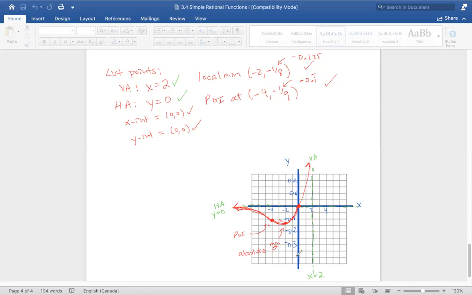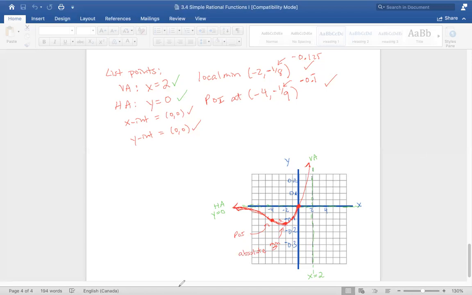From my first chart, I haven't looked at my first chart yet. My first chart was saying between negative infinity to -2, this point here, I'm decreasing. And if you can see, my graph is going down all the way to -2. And then after that, I'm increasing to 2. But then I'm also decreasing after 2. So there's more of the graph there that I need to be drawing, right?